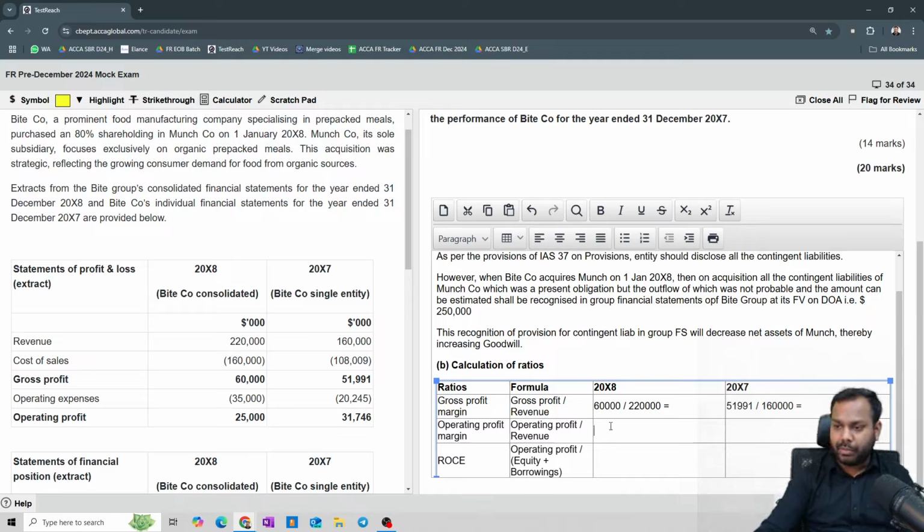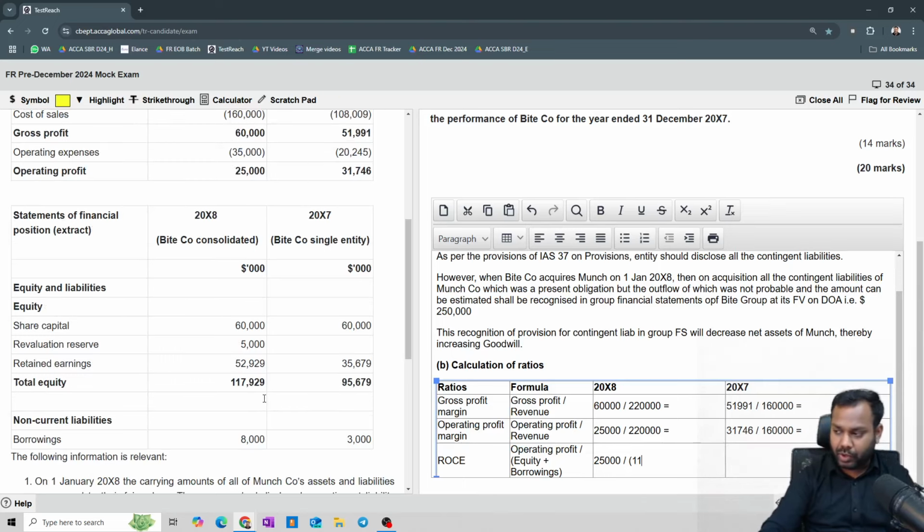So can you please calculate ratios and tell me, operating profit is 25,000 divided by how much? 220,000 is equals to how much? Now here it is 31,746 divided by 160,000 is equals to how much? Now ROCE will be equals to 25,000 divided by what is the equity? Equity is 117,929 plus 8,000 is equals to. Now this one will be equals to 31,746 divided by 95,679 plus 3,000 is equals to.